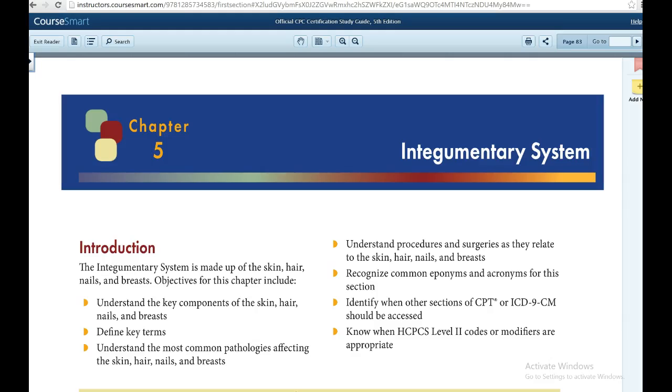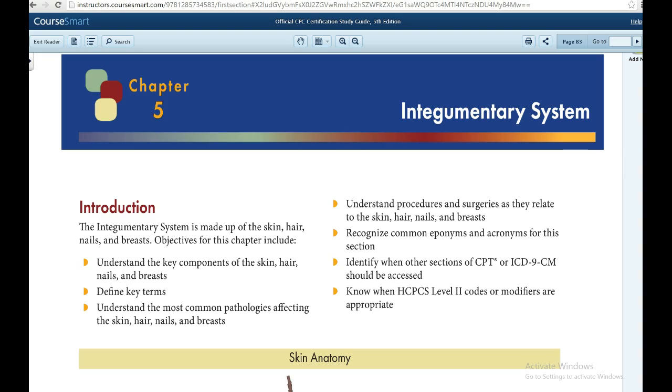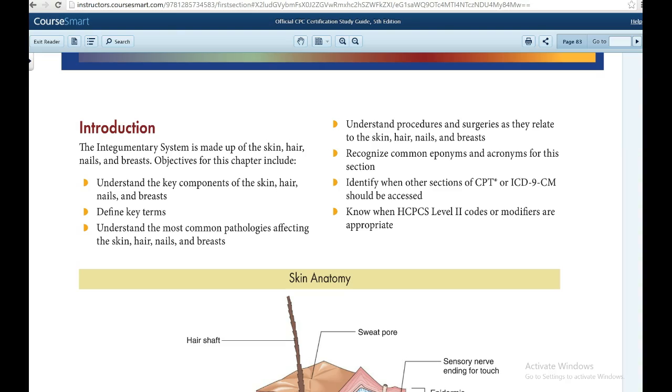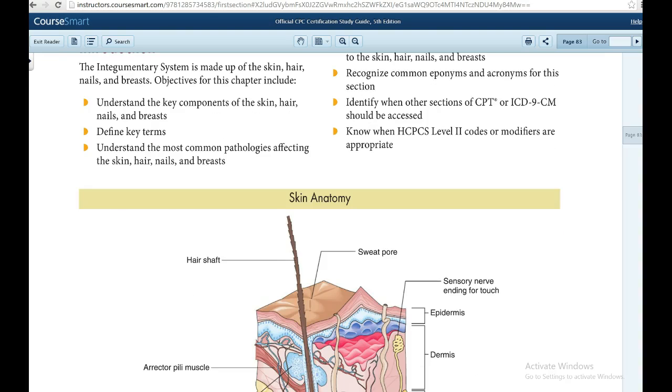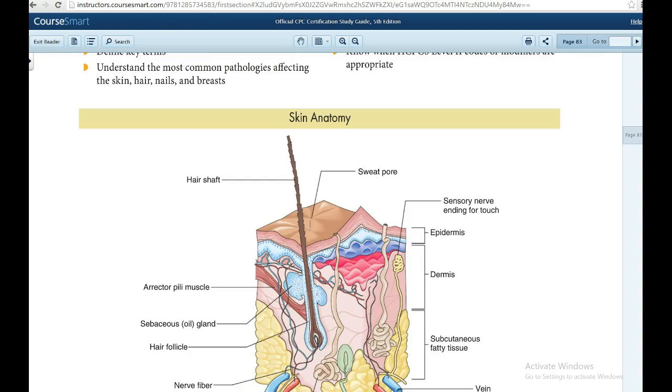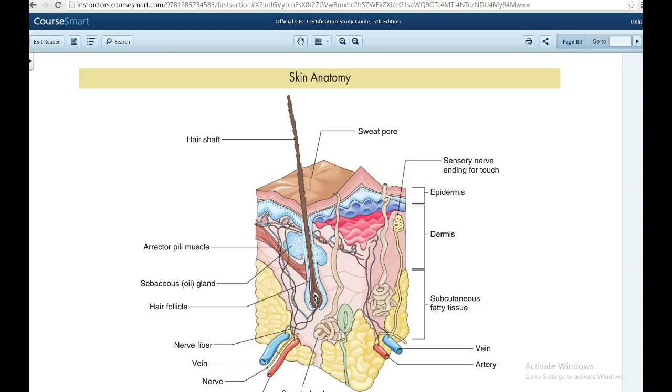This week we are doing chapter 5, and this is the integumentary system. And as we've said before and previously, the skin is the largest organ system in your body. And here is a diagram of the makeup and the structure of your skin.